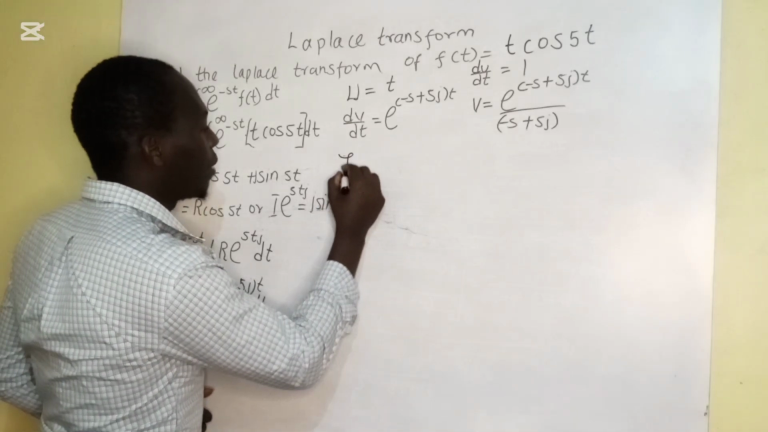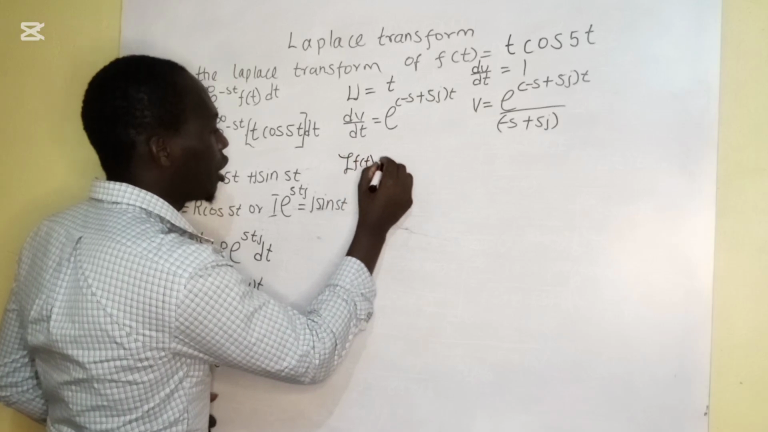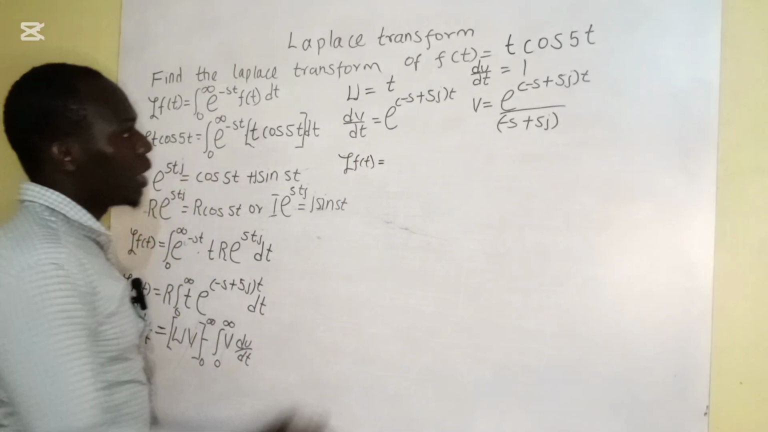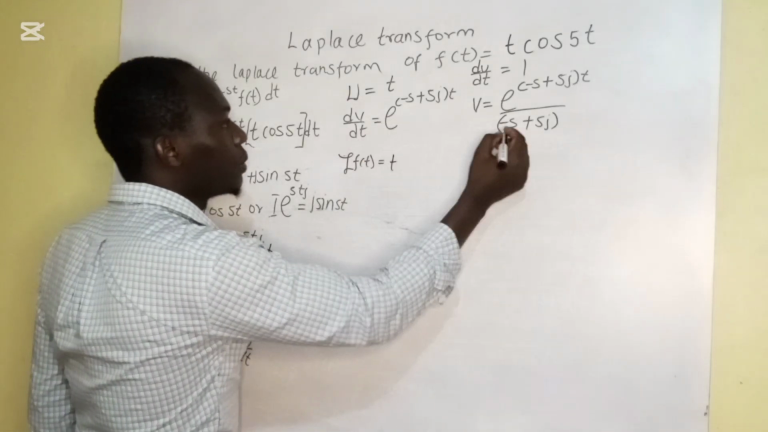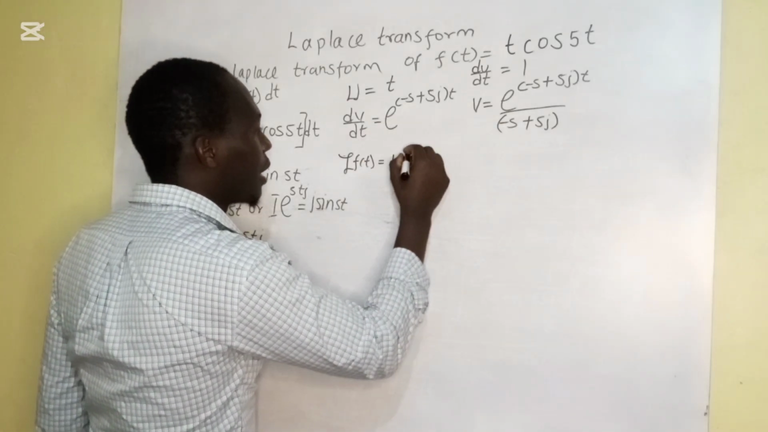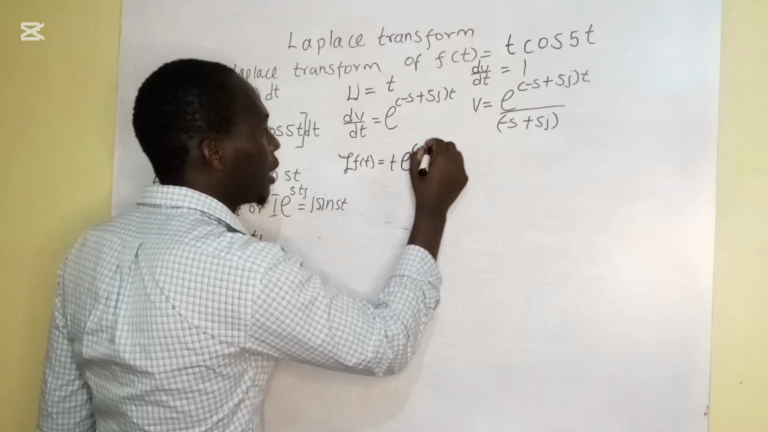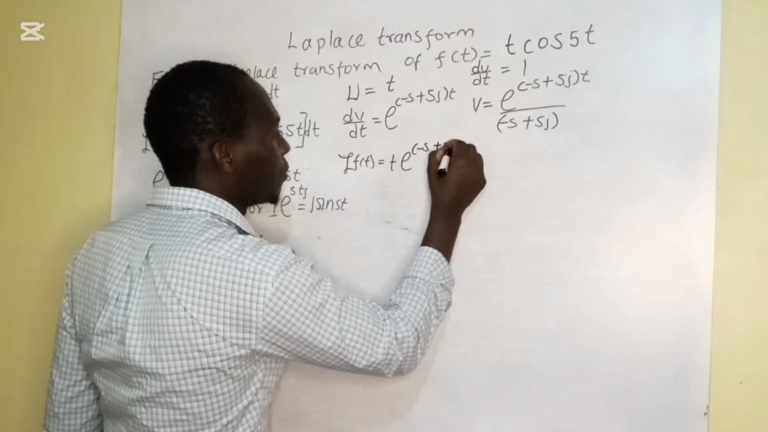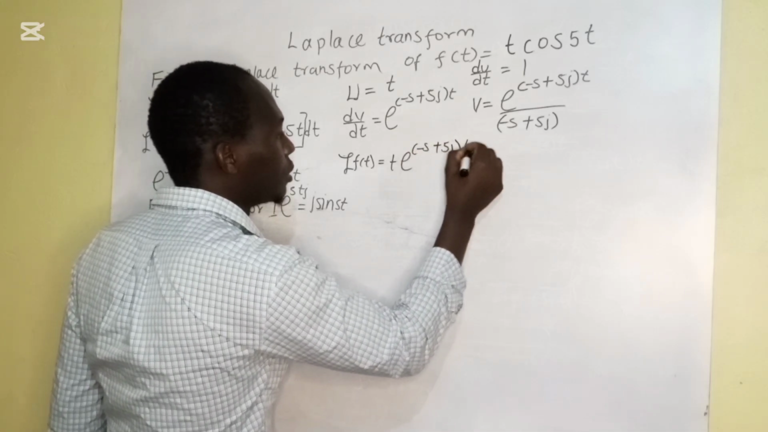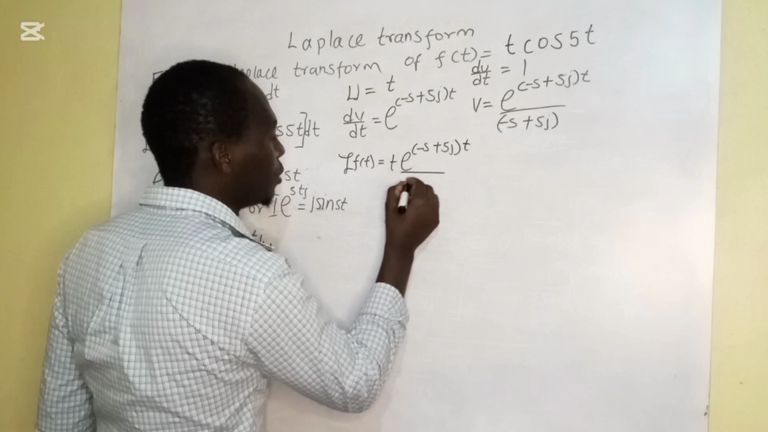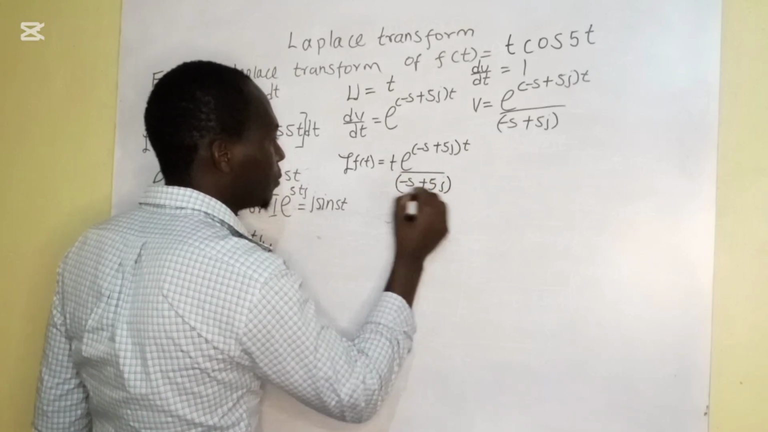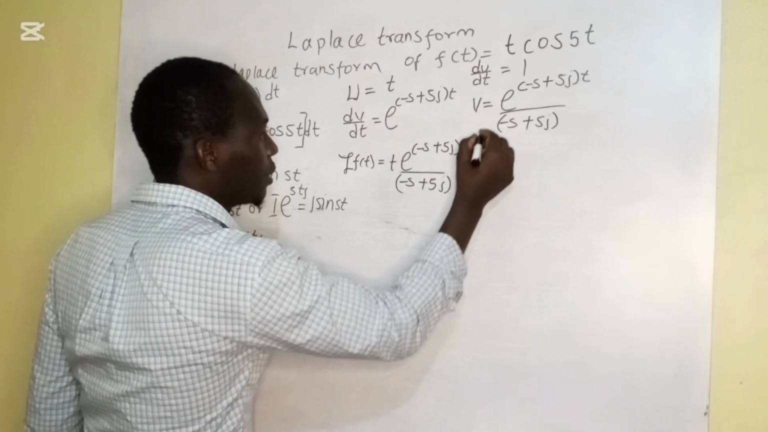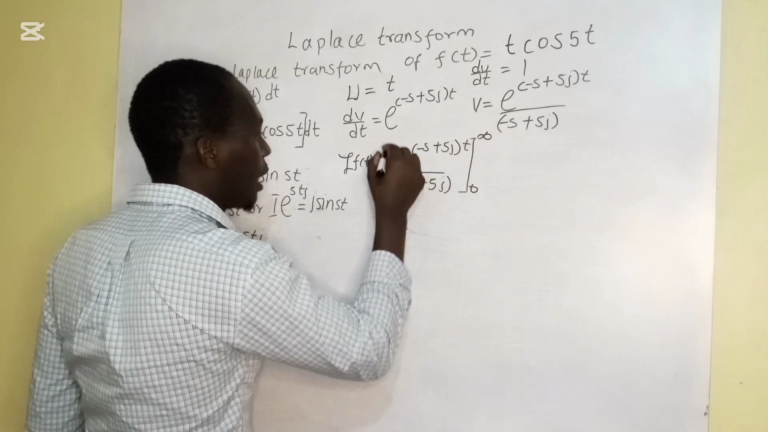Here now we are going to have the Laplace transform of our function f of t is equals to u. Our u is equals to t. Our v is equals to exponential negative (s + 5j)t all over negative (s + 5j). Everything, we come and insert our limits.